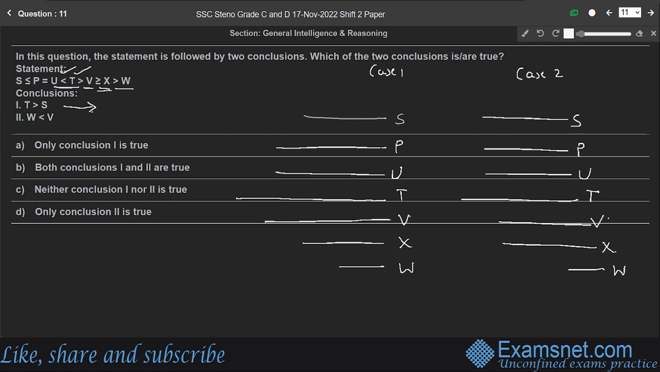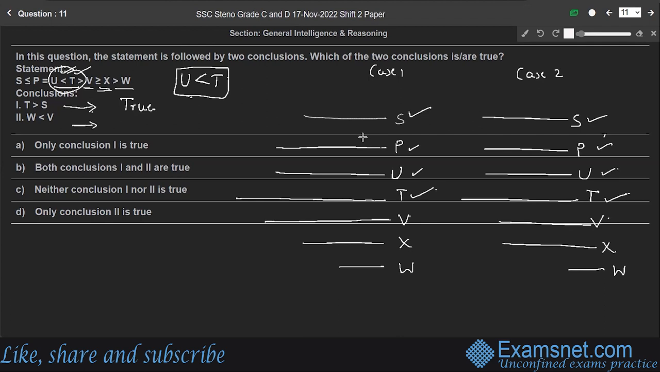So T strictly greater than S. Look at the lines T and S in both the cases. It is greater than X. So because of this relation, U less than T, though U and P are equal in both the cases. And in case 2, S, P and U, three lines, are equal. So because of this relation, U strictly less than T. So we can conclude that T is greater than S. Therefore, first conclusion is true.